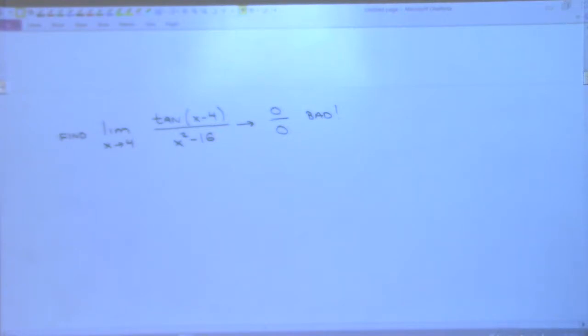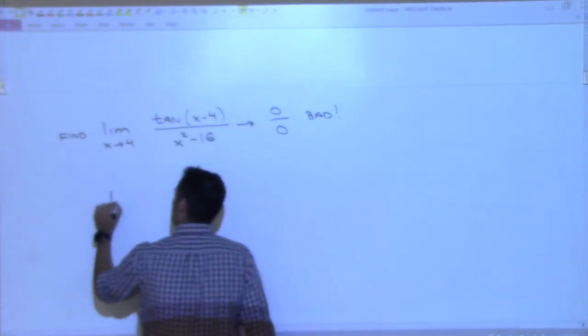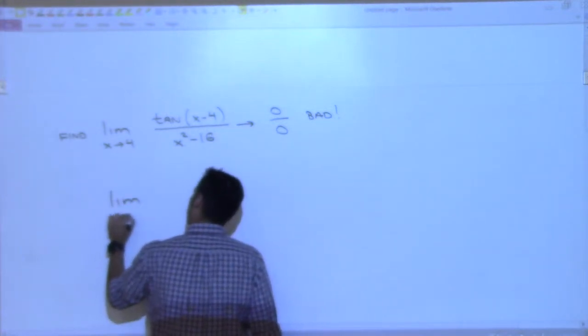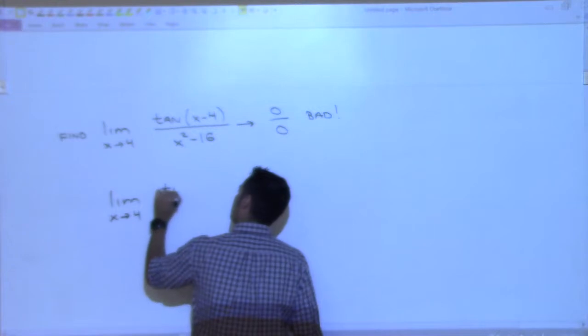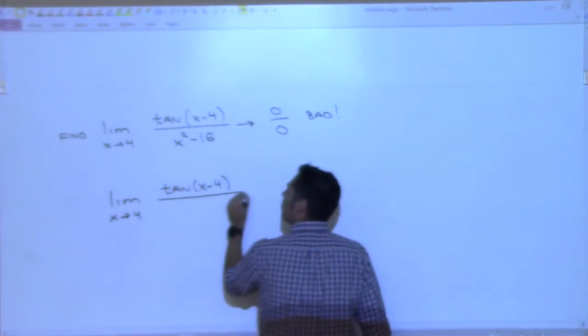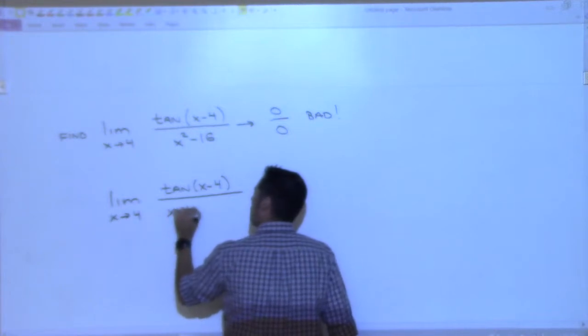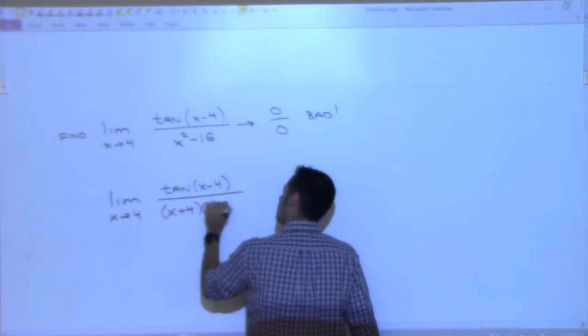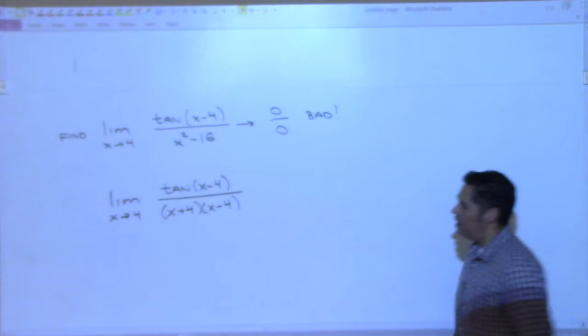Minus 4. Okay, so the bottom is a difference of squares. How about we go with that? Okay, limit as x goes to 4 of tangent of x minus 4 over x plus 4 times x minus 4. Okay, there's our difference of squares. I agree with that.